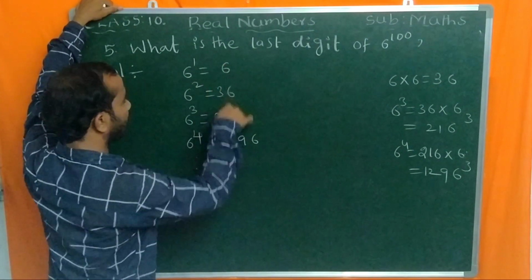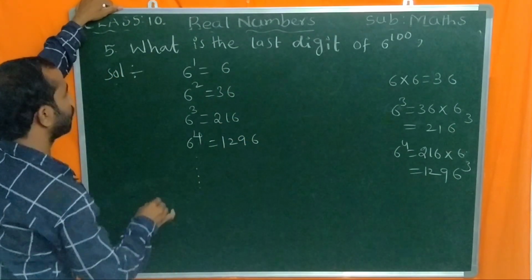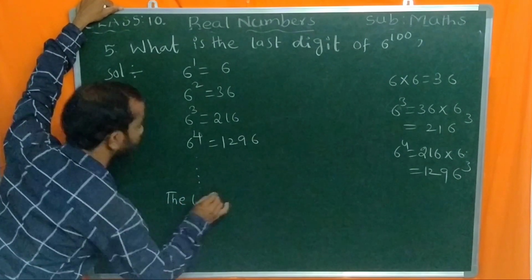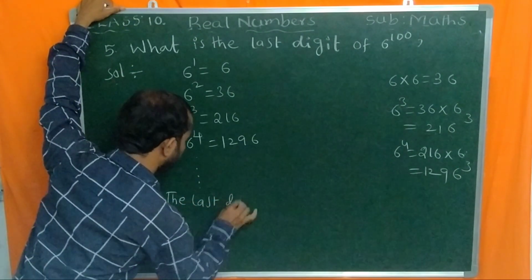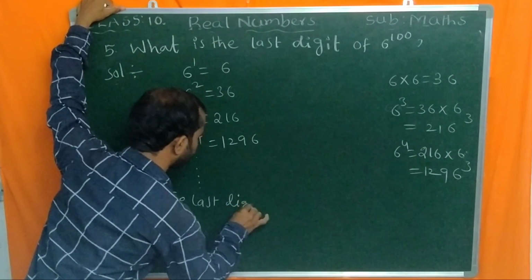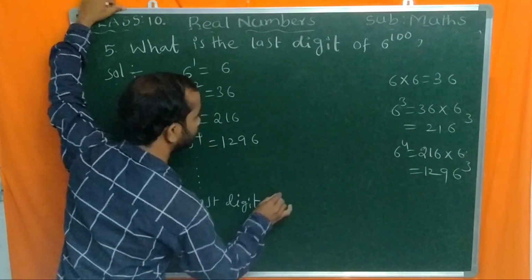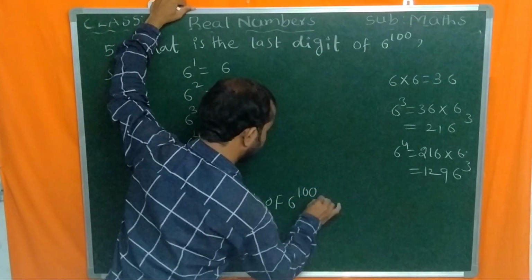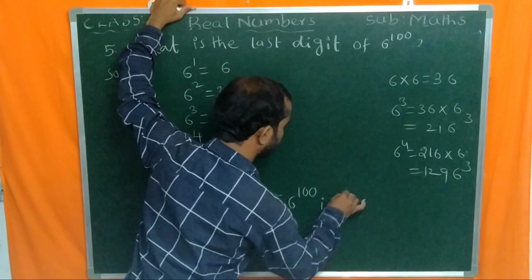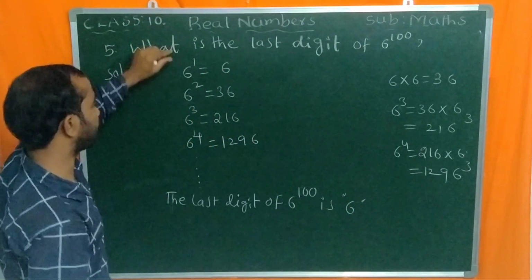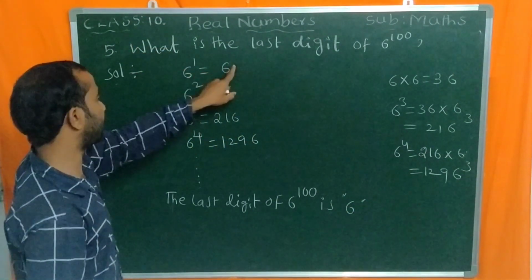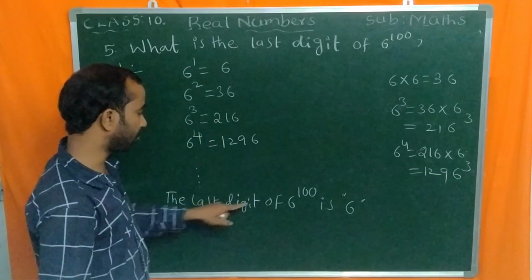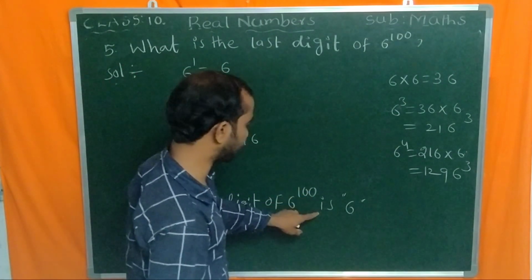Unit place we have to always get 6. So the last digit, the unit digit, of 6 to the power of 100 is 6. In each and every case the unit digit is 6. So finally, the last digit of 6 to the power of 100 is 6.